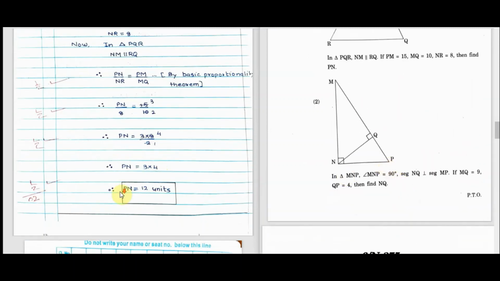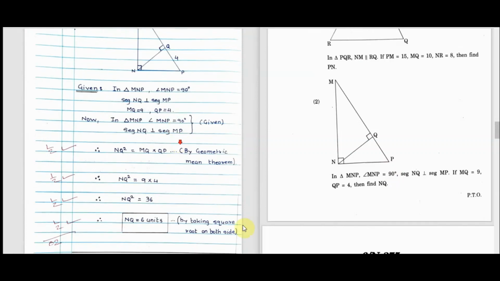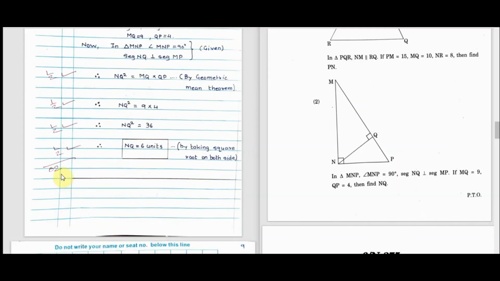Now question number 2, see here question number 2, again diagram is drawn. You have to write all the values here. Now writing the geometric mean formula, you will get half mark, substitution half mark, calculation half mark, taking square root half mark, and you will get 2 marks.